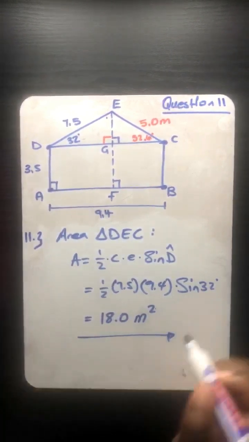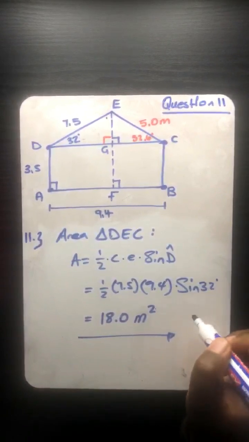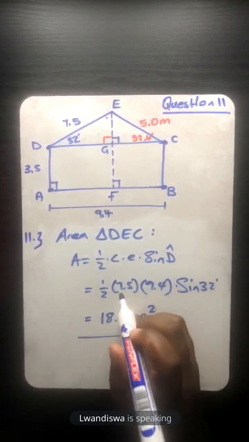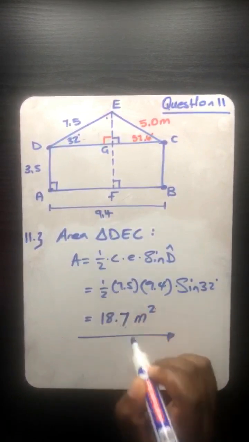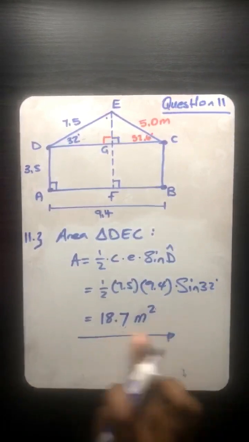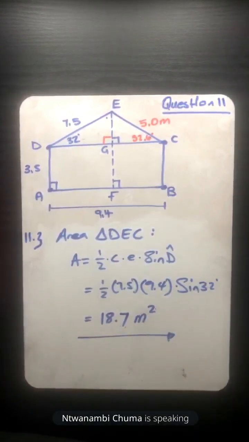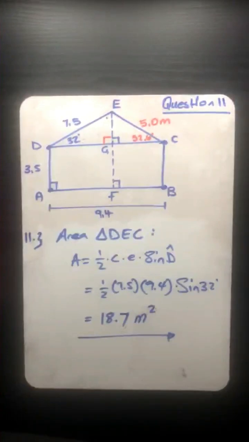Okay, what is the correct answer? The correct answer is 18,7, if you round it off to one decimal. 18,7. Okay, now is this correct? Yes, sir. Yes, sir.